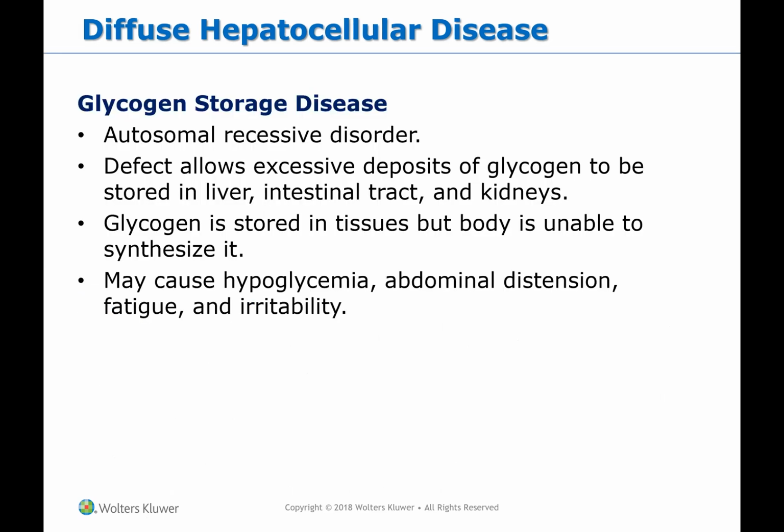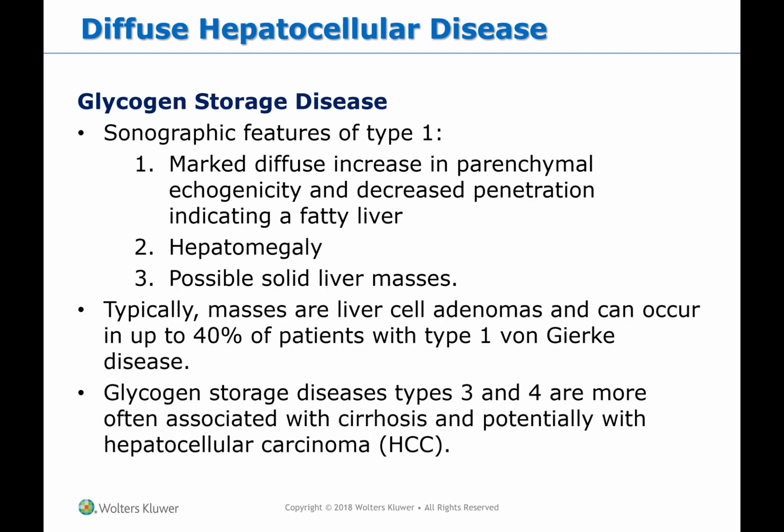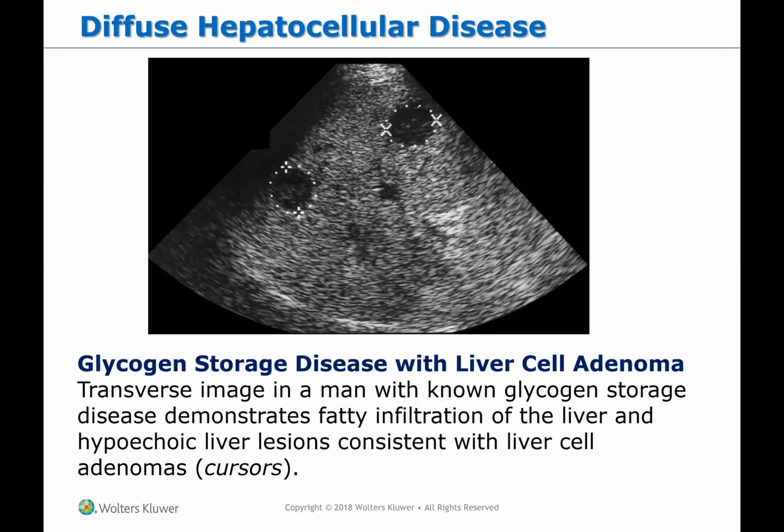Glycogen storage disease is an autosomal recessive disorder, and the defect allows excessive deposits of glycogen to be stored in the liver, intestinal tract, and kidneys. Sonographic features of type 1: marked diffuse increase in parenchymal echogenicity and decreased penetration, indicating a fatty liver, hepatomegaly, and possible solid liver masses. So that's what you're going to see. This is a patient who has glycogen storage disease with liver cell adenomas.